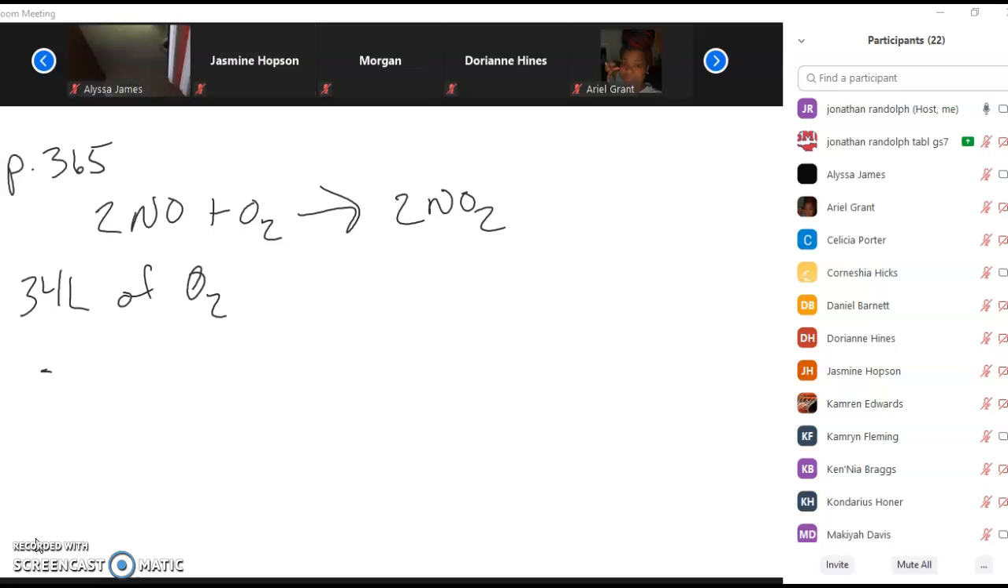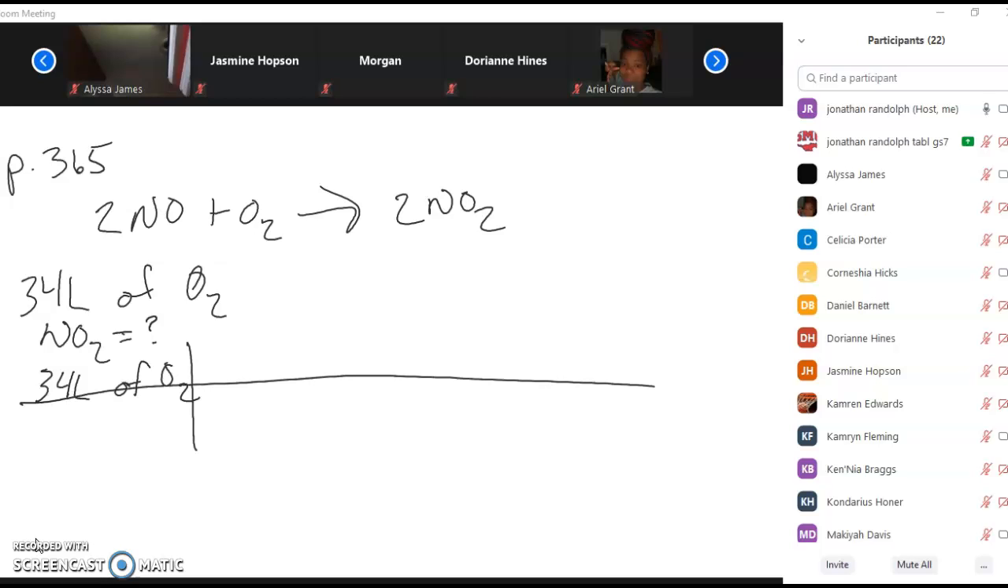So you start out with your 34 liters of O2. You're looking for NO2. That's where your question mark is. So 34, we're going to go from liters to moles. So 22.4 liters of any gas is 1 mole of O2. And now we're going to do our comparison.